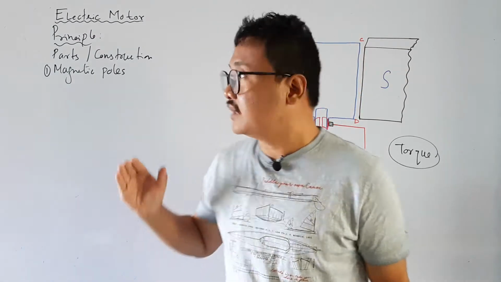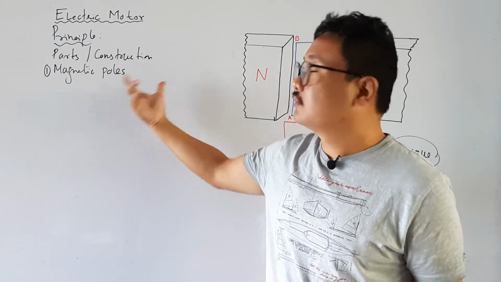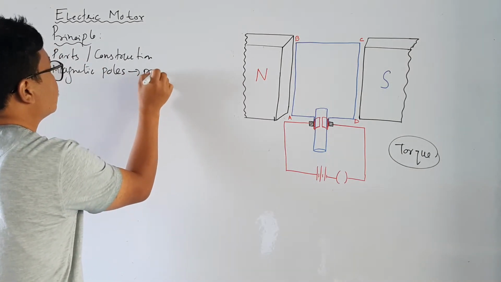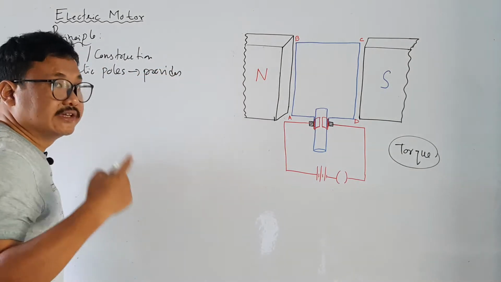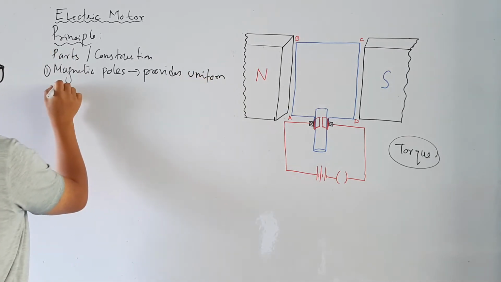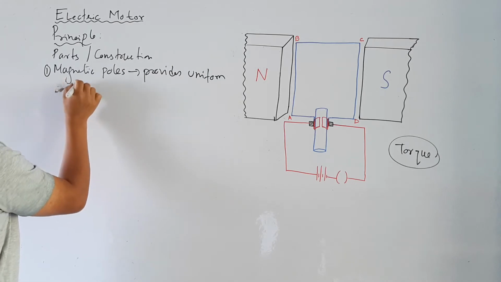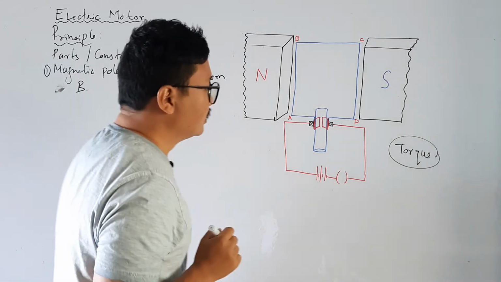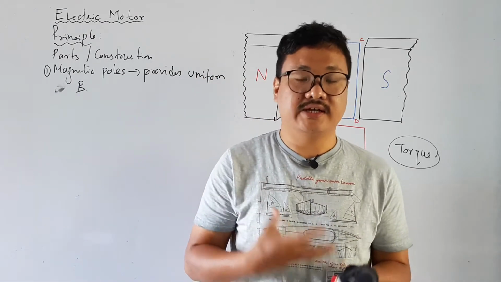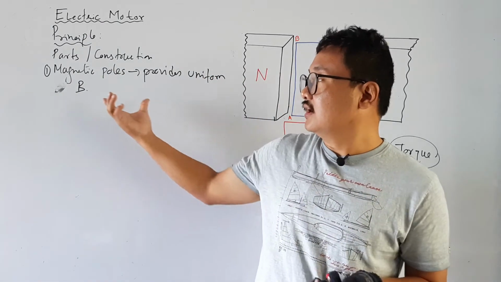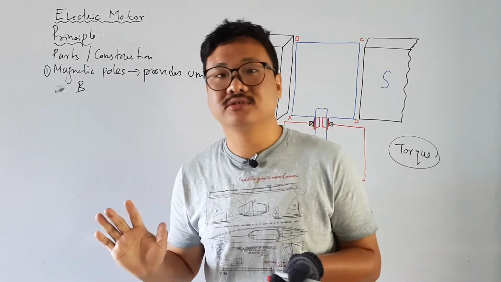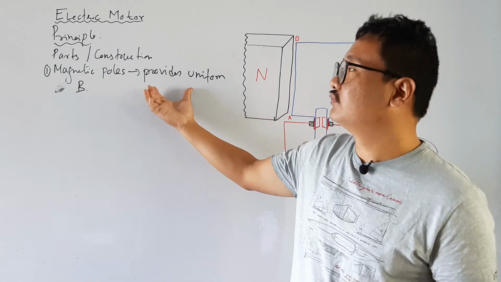What does this magnetic pole do? It provides a uniform magnetic field. These magnetic poles give the uniform magnetic field, and sometimes we also use the radial magnetic field, but we don't write radial, we just write a uniform magnetic field.